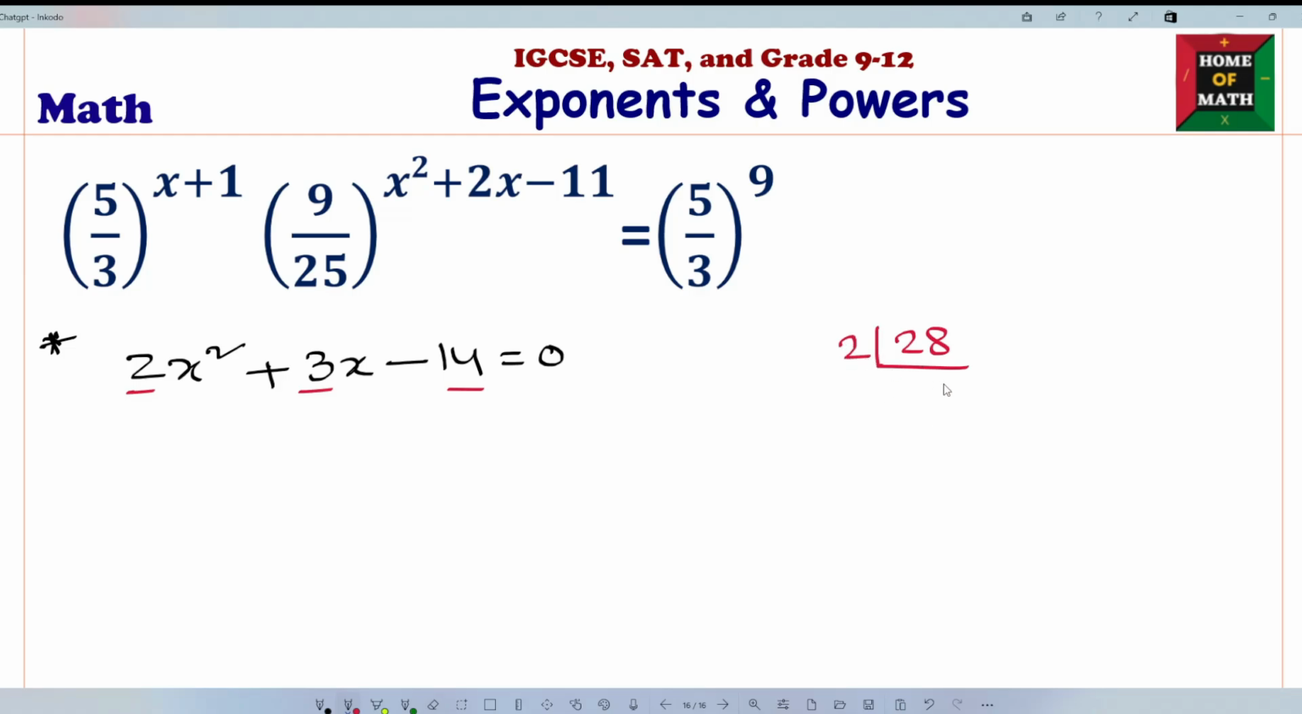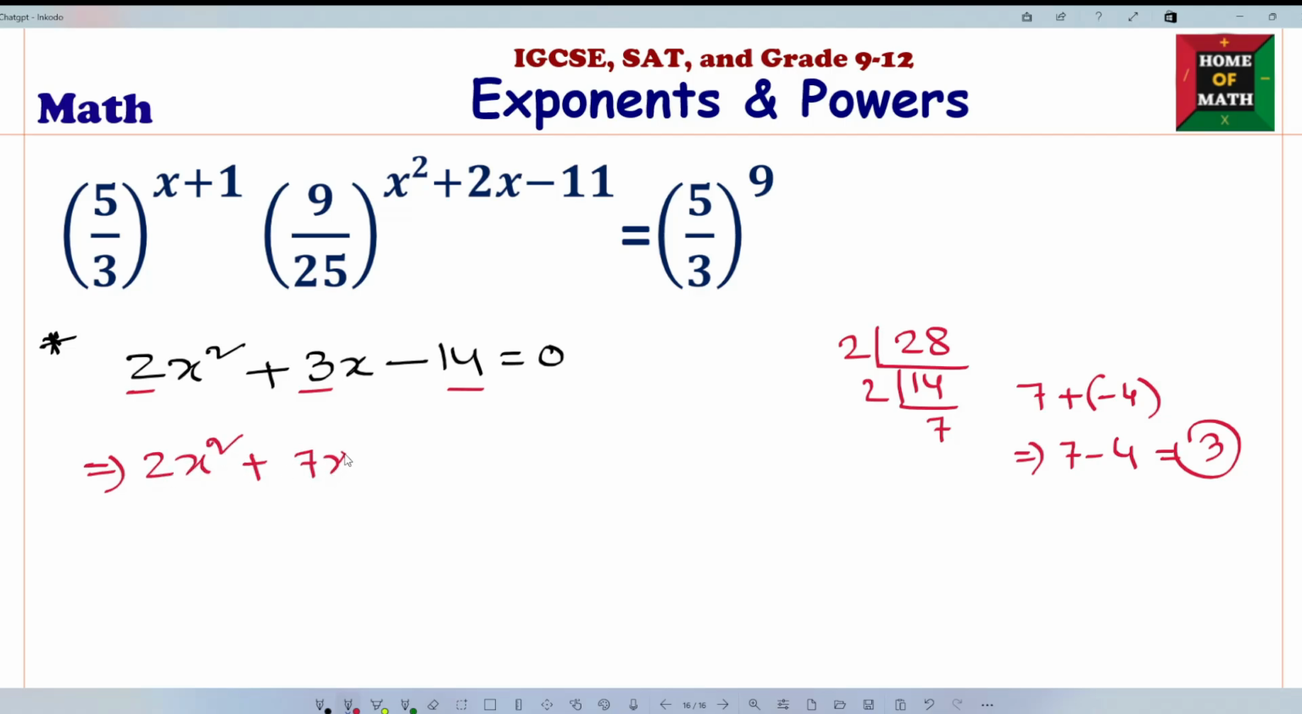So we can do prime factorization. We can divide 28 by 2, here is 14, we can divide by 2, here is 7. Look, 7 plus −4, it means 7 minus 4 means 3. Therefore, we can write 2x²+7x−4x−14 equals 0. Look, 7 times 4 is 28, and 7x minus 4x means 3x.